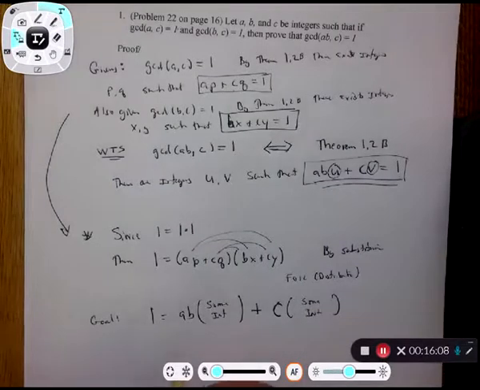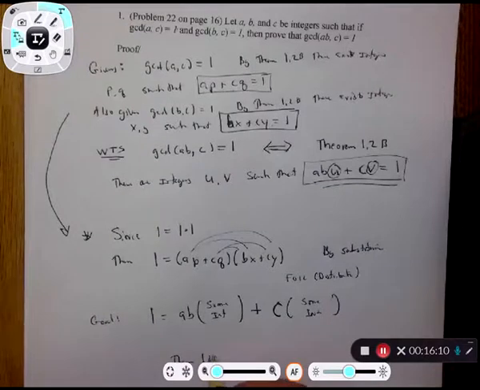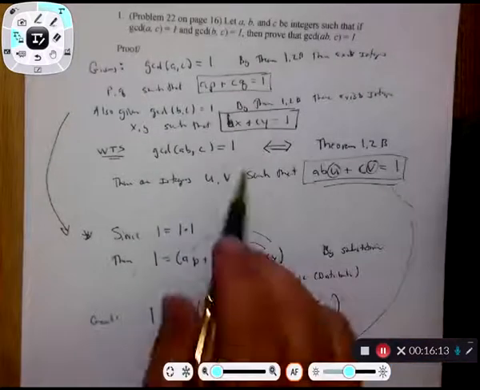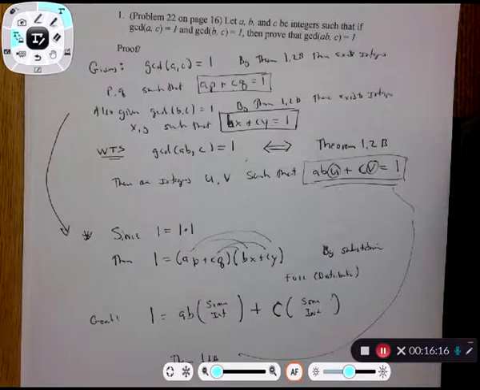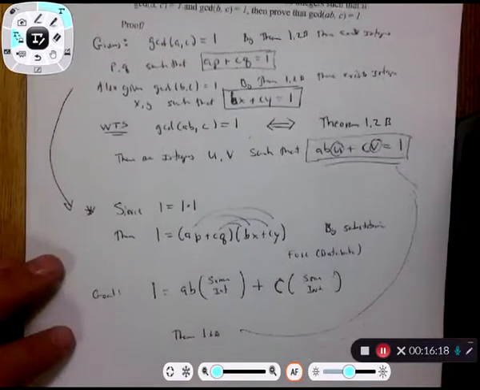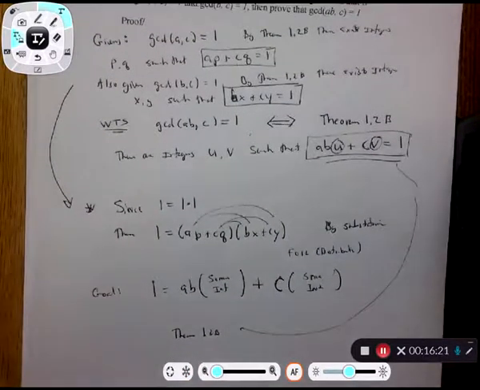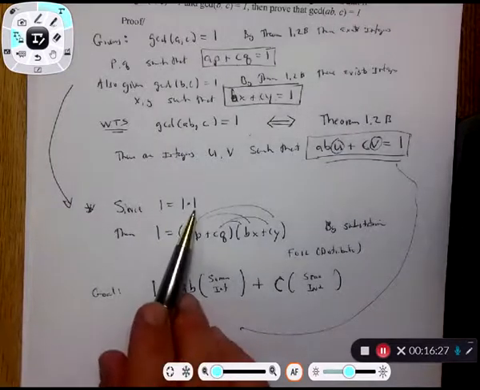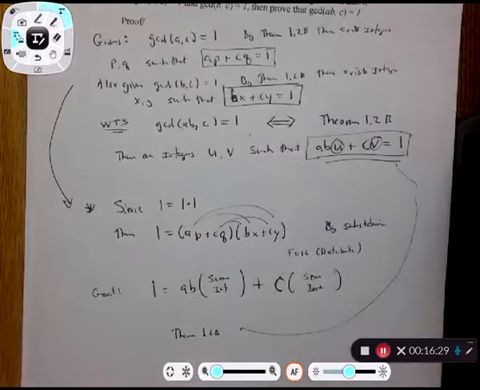And then you can quote your Theorem 1.2b to go back the other way and tell you that the GCD of A, B, and C is actually equal to 1. So that's the trick on this one. It is the fact that 1 times 1 equals 1, and that Theorem 1.2, and I call it B because Theorem 1.2b basically goes both ways. You get an equation equal to 1, you can declare the GCD of two integers is equal to 1. And if you've got two integers with GCD equal to 1, then you can also write an equation equal to 1.